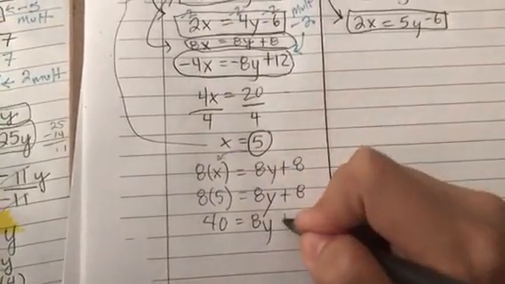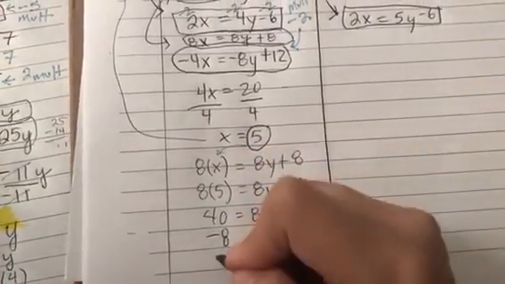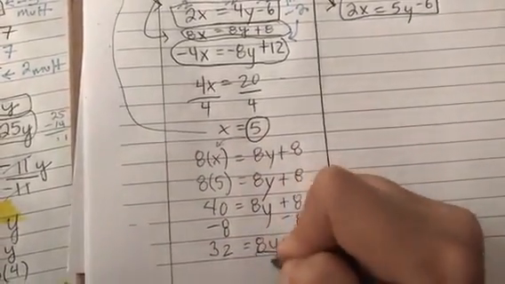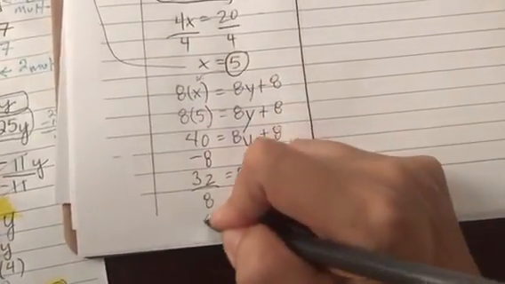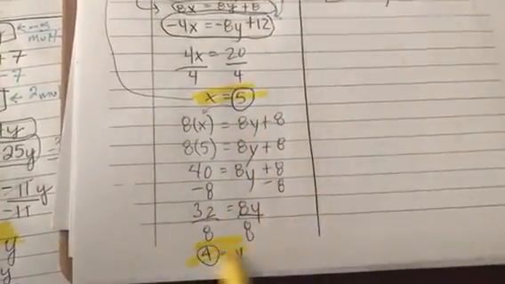$40 is equal to 8y plus 8. Now I'm just trying to get y by itself on one side. So y here would be the number 4, and I've done it. I've solved for x and I've solved for y. That's Form B. So let's go ahead and do the same thing, pretty much exactly the same steps.